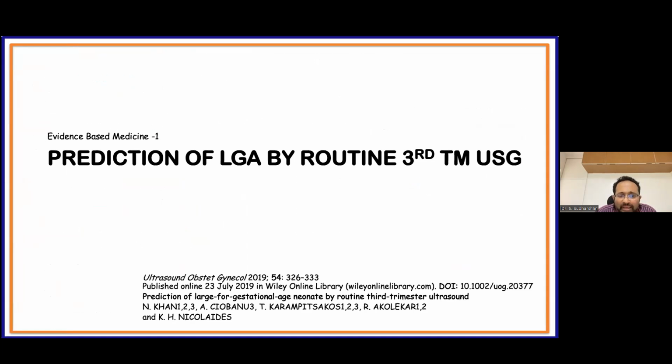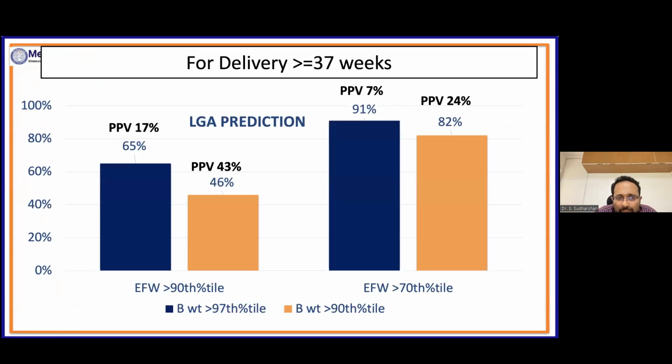So if I summarize all this, I can summarize it by two large meta-analyses which described the prediction of LGA by a third trimester ultrasound. Let's just take home the messages from these papers. One, the prediction of babies with birth weight of more than 97 centile or more than 4.5 kg baby, that group is better than the babies with a birth weight of more than 98 centile.